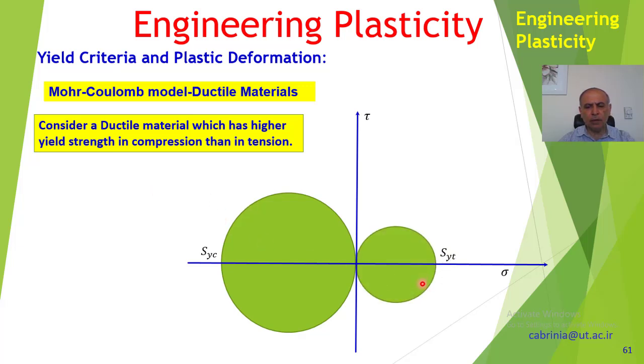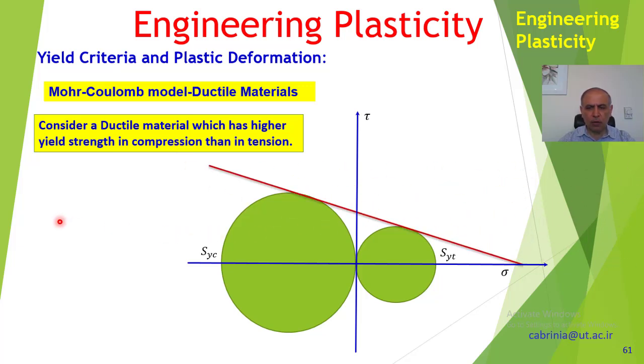And this circle shows the yield strength of this material in tension. So that's positive and that's negative. Negative is compression, positive is tension. Obviously the size of the circle is smaller than that, showing that SYT is smaller than SYC, as we have mentioned here. So this shows the behavior of this material in tension and in compression.